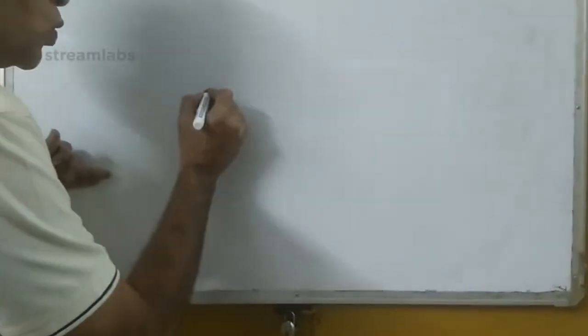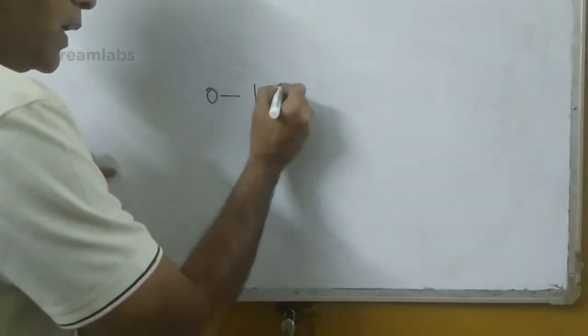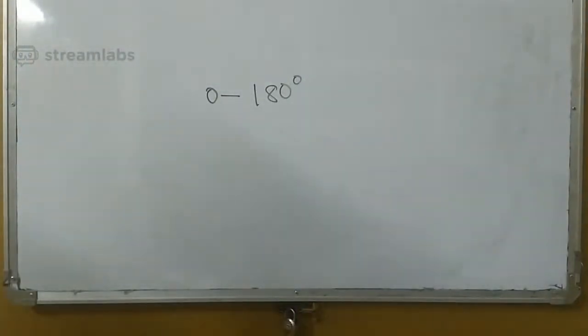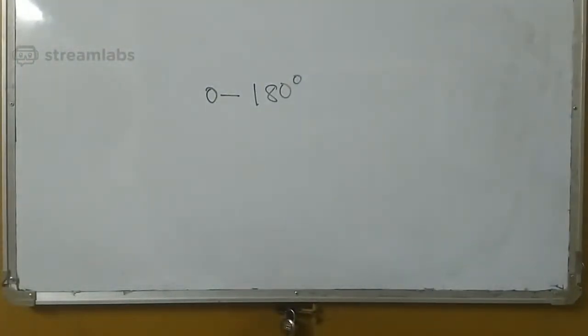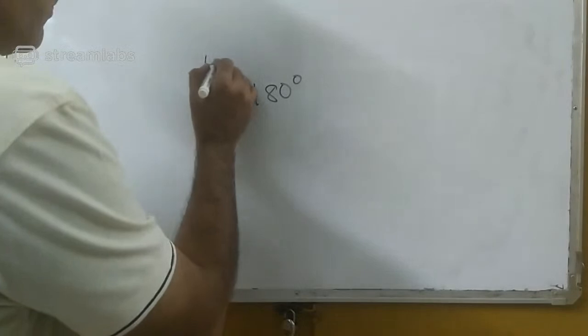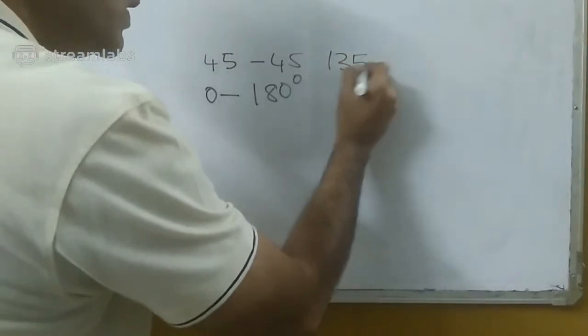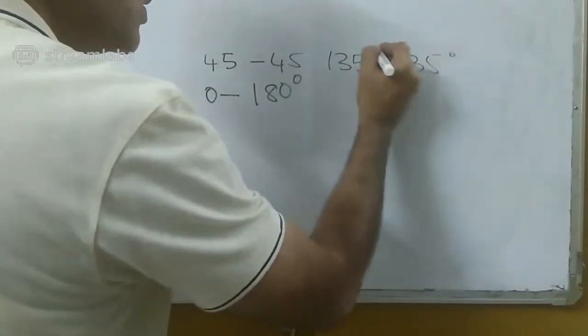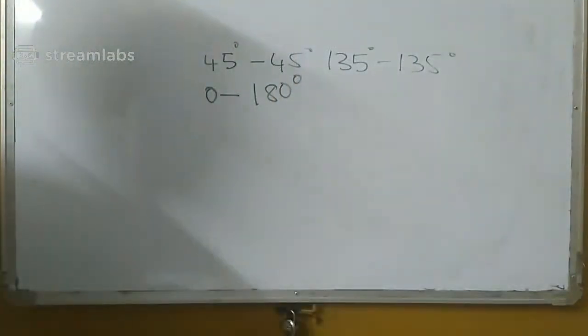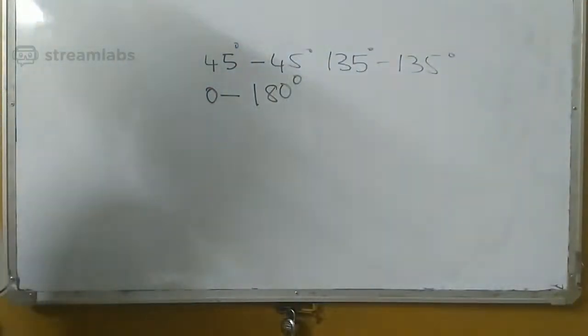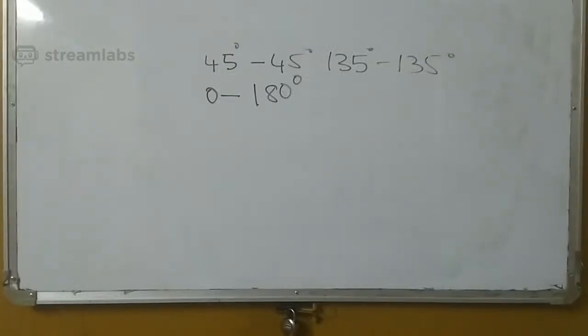So the idea is simple. In the previous case, I used a signal with two phases, 0 and 180 degrees. Now I will talk about a particular scheme in which I am going to use 4 different phases, that is 45, minus 45, 135 and minus 135. So these are my 4 different phases.